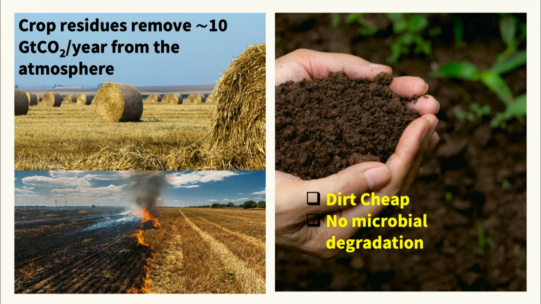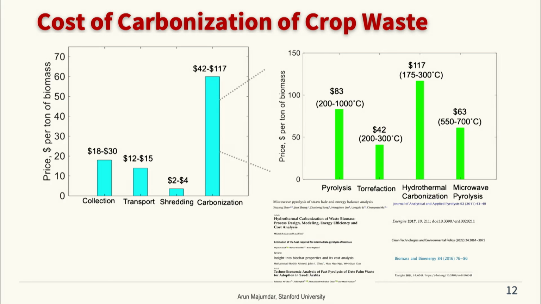Well, there's a lot of work going on right now, both here and elsewhere, of collecting biomass. We know how much it costs to collect, transport, and shred it. But the biggest chunk of the cost is the carbonization of this. And there are pyrolysis techniques, torrefaction, hydrothermal carbonization, microwave pyrolysis. They're all high temperature processes. And it's around $50 and north, about $100 a ton of biomass.